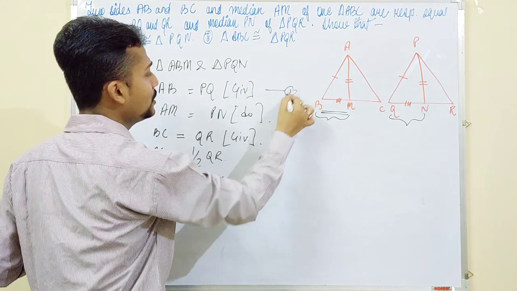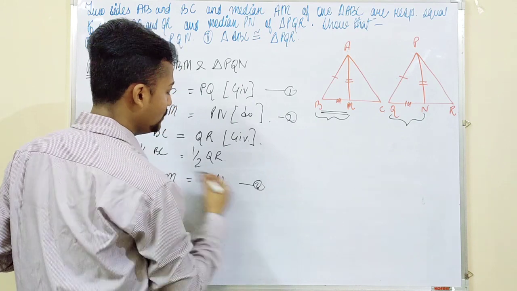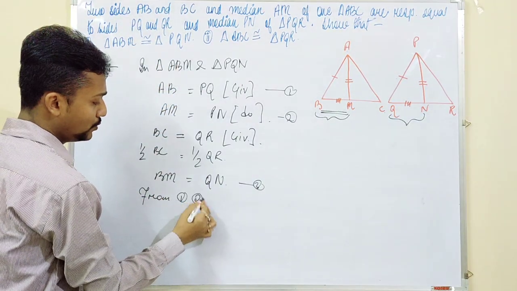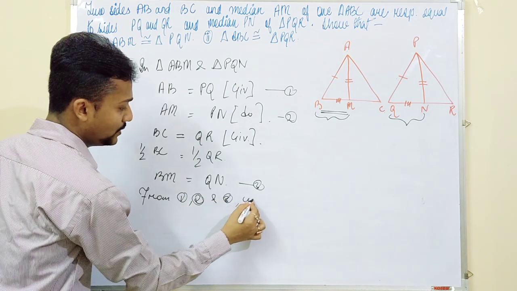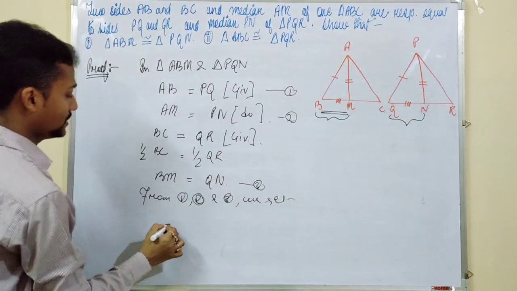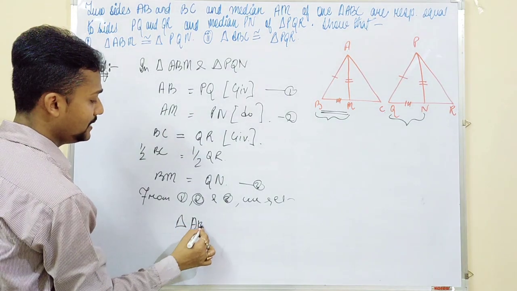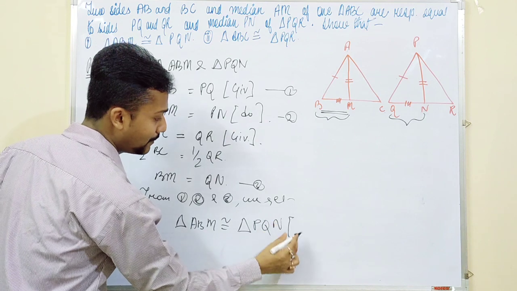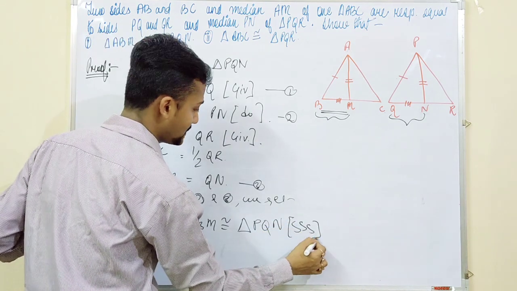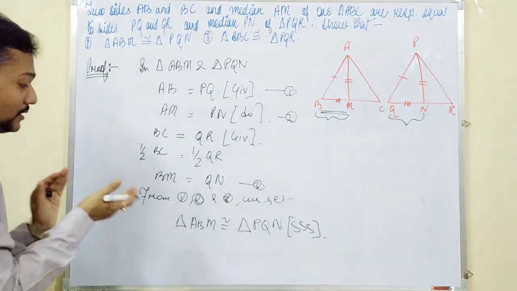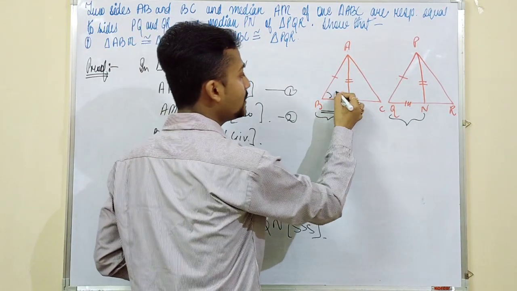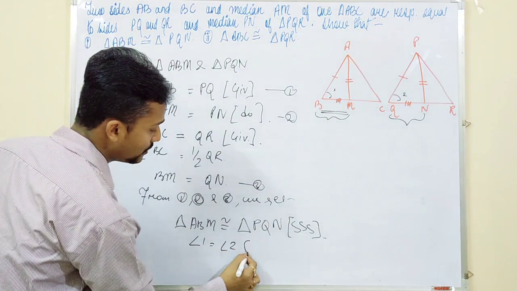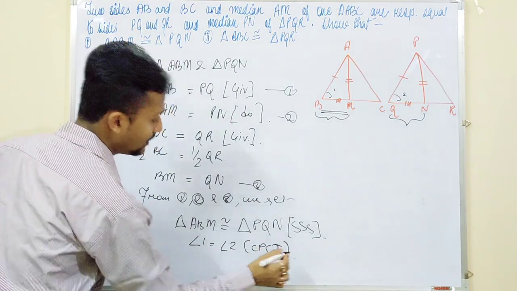So from 1, 2 and 3 we get what? Triangle ABM congruent to triangle PQN by SSS, isn't it? Now if both are congruent, then what can I say? I can say that angle 1 is equal to angle 2. Angle 1 is equal to angle 2 CP, isn't it?